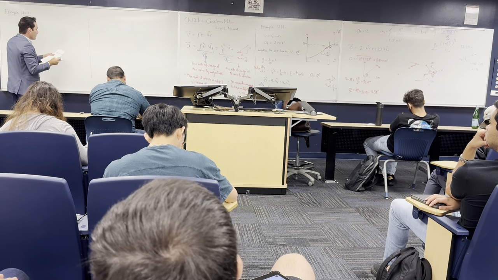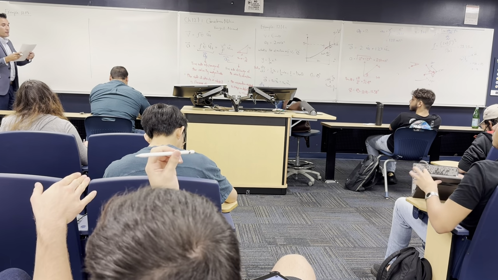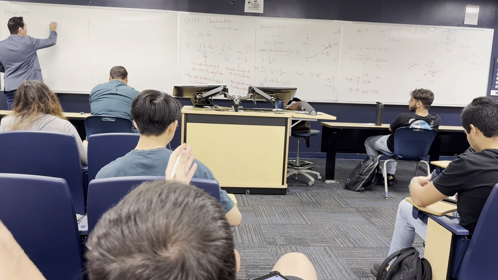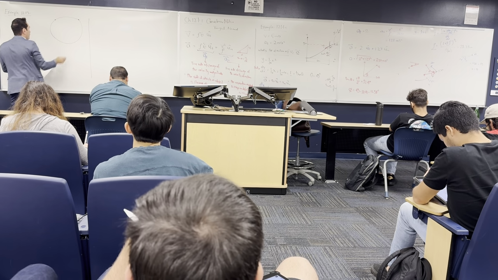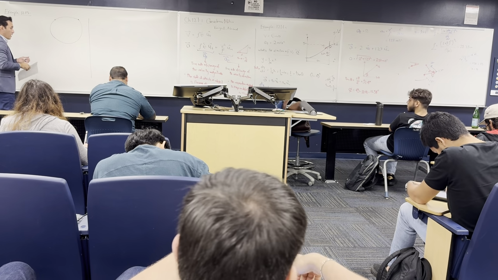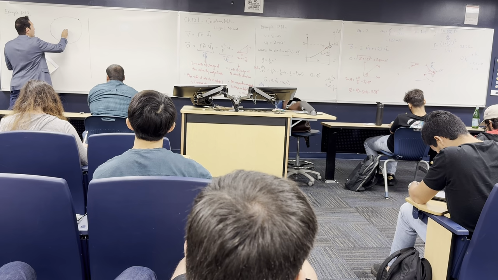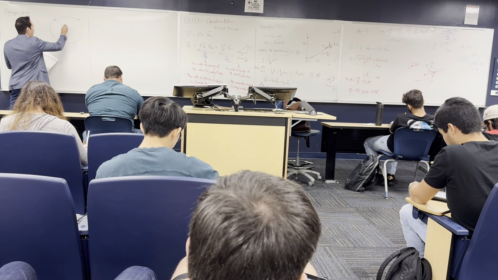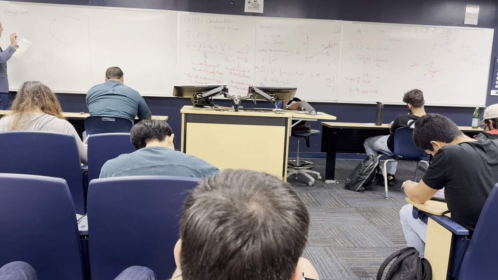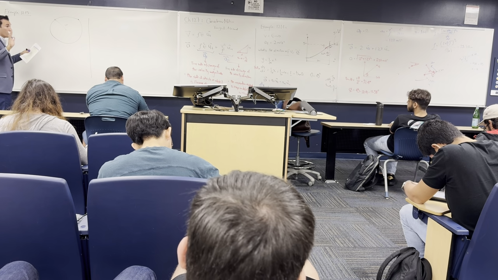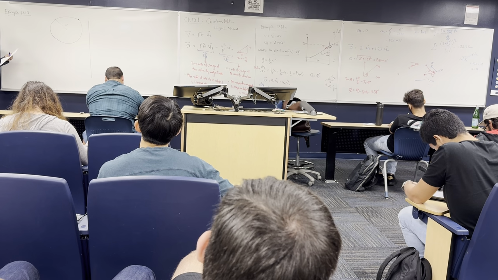So this example says that there is a race car traveling around a horizontal circular track that has a radius of 300 meters. So you have a circular track like this, and you have a car that moves on this track, and this track has a radius of 300, okay? All right, and it says that the car increases its speed at a constant rate, 7 feet per second squared.